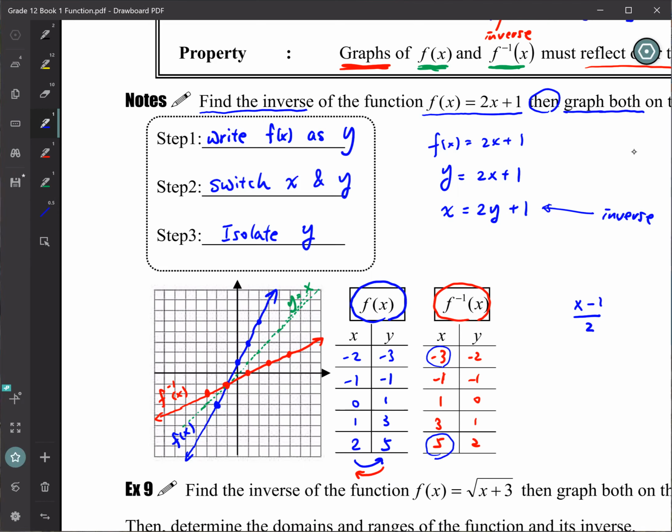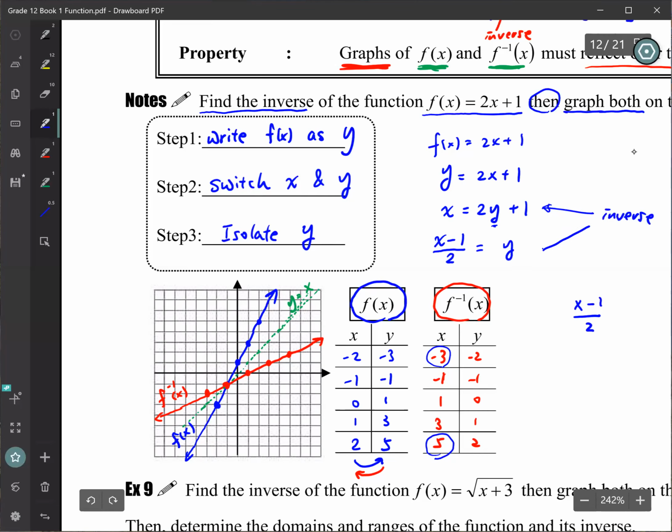Cindy, how do we isolate y? Move it to the other side. Which one needs to move over first? 1. Yes, okay, and if I move it over, it will become x minus 1. Yes, so that's why we need to do minus 1 first, right? Instead of divide by 2 first. So after you move the 1 over, you need to divide both sides by 2 to get x minus 1 over 2 is the y.